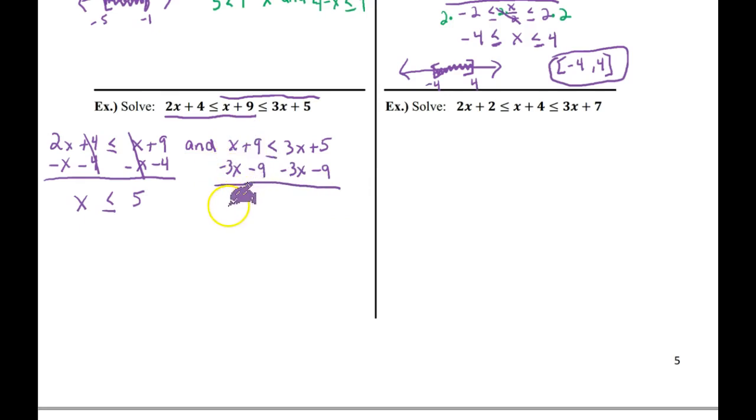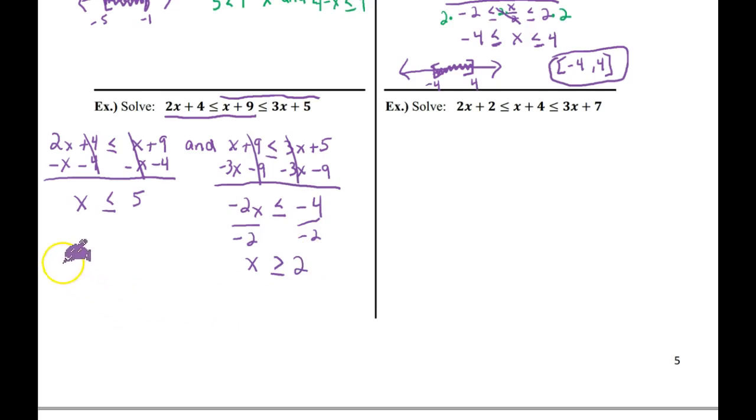X minus 3x is negative 2x. 9 minus 9 is 0. 3x minus 3x is 0. And 5 minus 9 is negative 4. Lastly, I need to get x alone, so I divide by negative 2. Since I divided by a negative, I must flip the direction of my inequality. Negative divided by negative is going to end up positive.